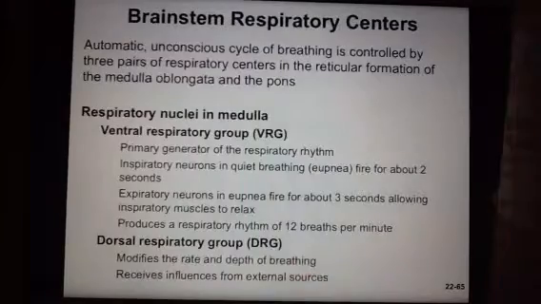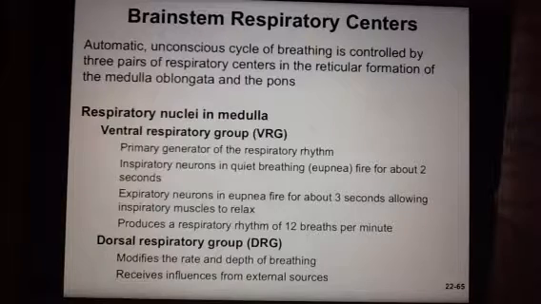So that's just showing you respiratory muscles, really beyond the diaphragm and the intercostals. I don't need you to go into too much more depth about the muscles. So we're going to talk about the automatic and unconscious cycle of breathing first, and kind of what is controlling that. It is controlled by 3 pairs of respiratory centers in the medulla oblongata and in the pons.